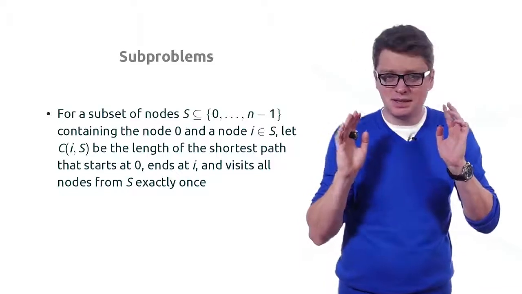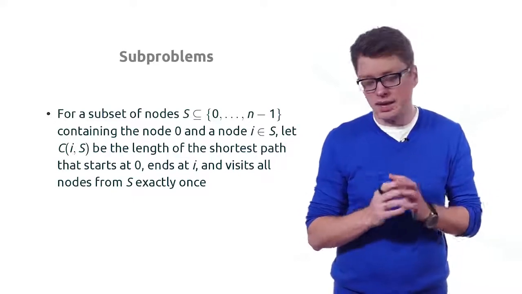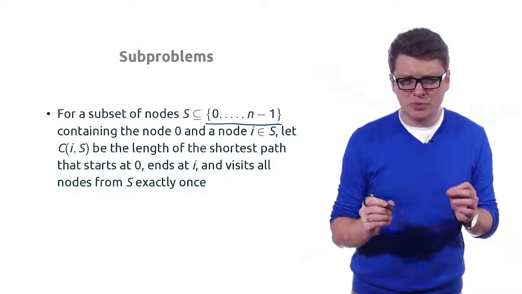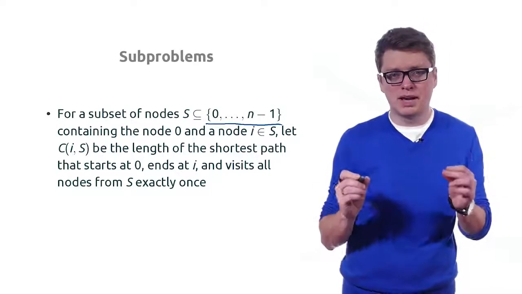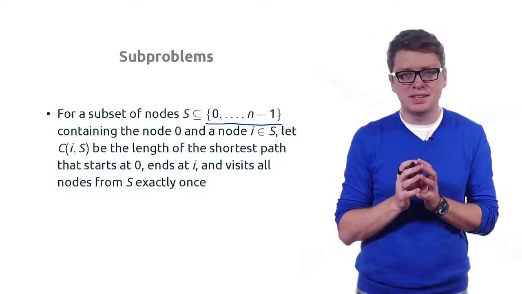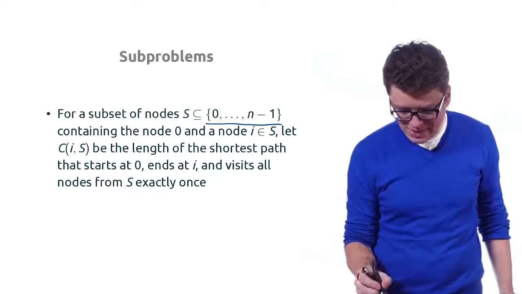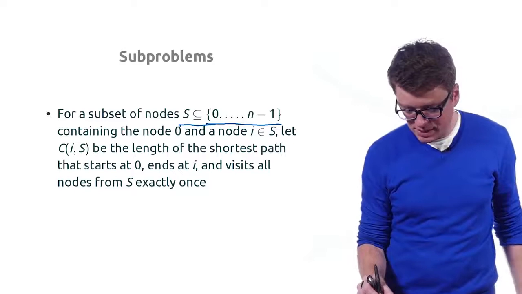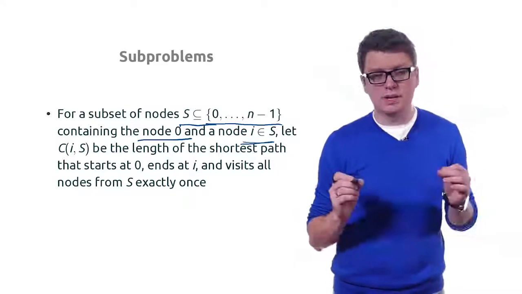Let's then define a subproblem as follows. First of all, assume that our nodes are indexed from 0 to n minus 1. So we have n nodes and they are numbered from 0 to n minus 1. Assume also that we always start our cycle at node 0. We can assume this without loss of generality, because we can select any node to be the starting node of our cycle. Then assume that S is some subset of our nodes, and I is some element of this subset. We assume also that S contains the node 0 itself.